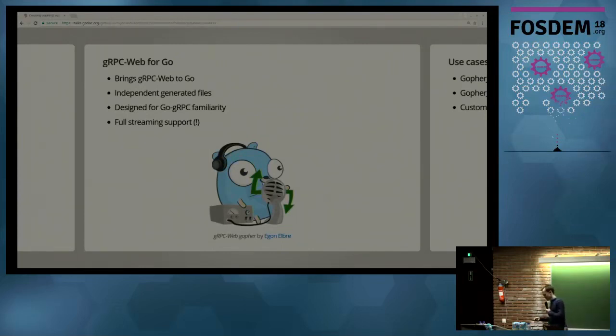The spec only mandates that you should support server-side streaming, but I was sitting at the Golang UK conference and I had an idea and I implemented bidirectional streaming and client-side streaming with a WebSocket proxy. So you can use that as well with the gRPC Web for Go library.